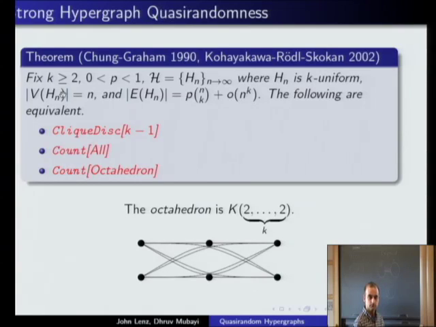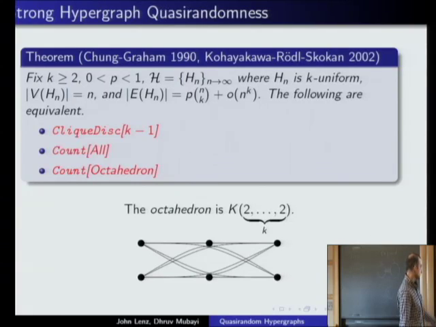This is the octahedron. The octahedron is the k-uniform hypergraph which has 2k points in k groups of 2, and 2 to the k edges, all the edges that go between the parts. Is it clear what the octahedron is? Sorry, the edges were not clear to me. What are the edges? So when k equals 3, there are 8 edges. This one, and this one, and this one. Okay, there are 8 of them, right? K equals 2 would be exactly C4. So in that sense, it reduces to the previous theorem.